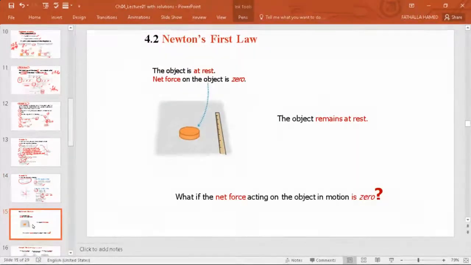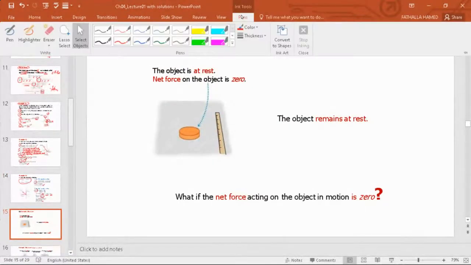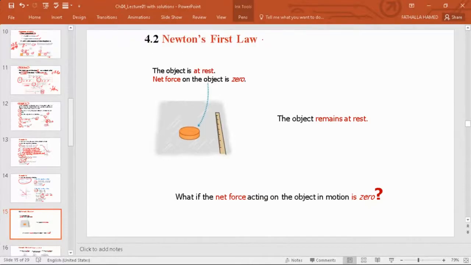Now, Newton's first law says the object is at rest. That means the object is not moving. Well, that means the net force on it is equal to 0. Very logical. So the object in this case remains at rest because the net force on it is 0.